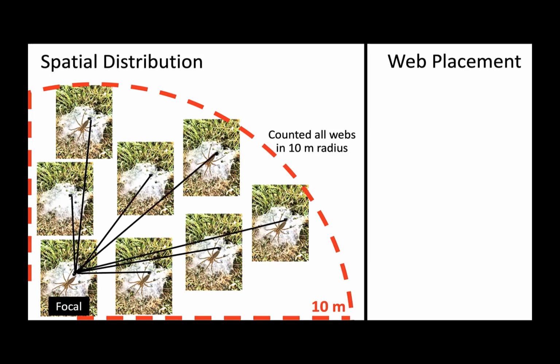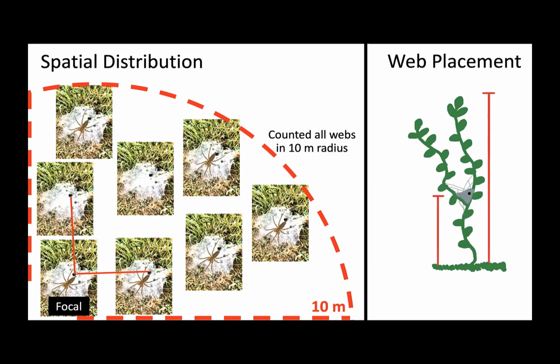We also measured the distance from the retreat of the focal web to the retreats of all of the neighboring webs. However, for this study, I have to limit my analysis to only the 2 closest webs because on average, there was only about 3 webs in a single site in Wilderness Park. So in order to compare the 2 locations, I had to limit to just the 2 closest.